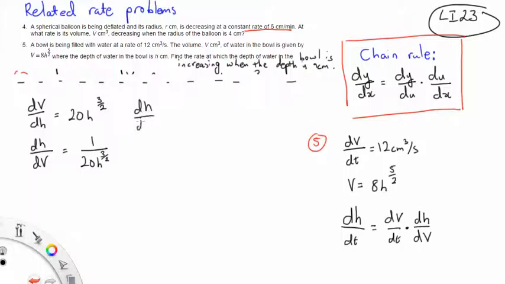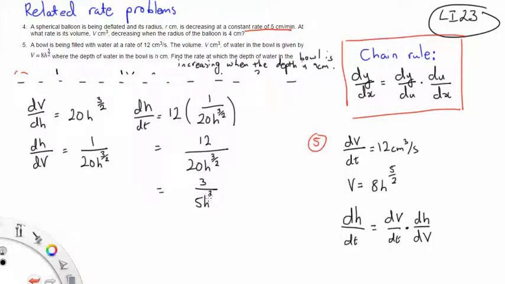So dh/dt equals 12 times 1 on 20h to the power of 3 on 2. Let's tidy that up. 12 on 20h to the power of 3 on 2. We can simplify a bit there. That would leave 6 on 10, which is 3 on 5. 3 on 5 h to the power of 3 on 2. So we've got an expression for the rate at which the depth of the water in the bowl, dh/dt, is increasing when the depth is h centimeters.